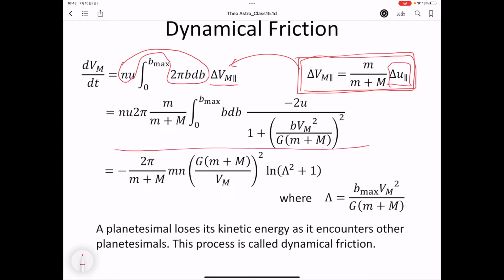Then you can perform the integral with respect to b, so it becomes this expression. A planetesimal loses its kinetic energy as it encounters other planetesimals because of the negative sign. The speed of the planetesimal is decreasing with time. This process is called dynamical friction.